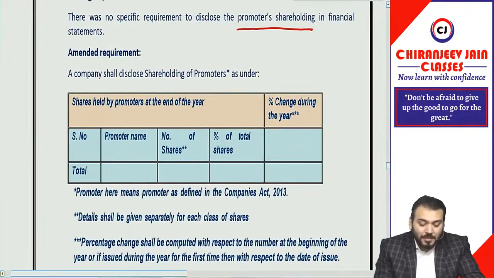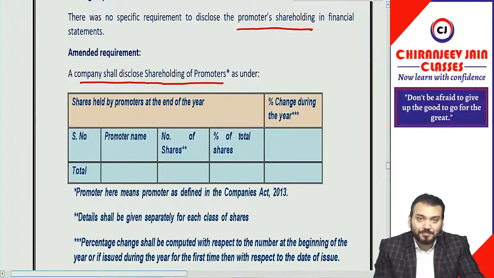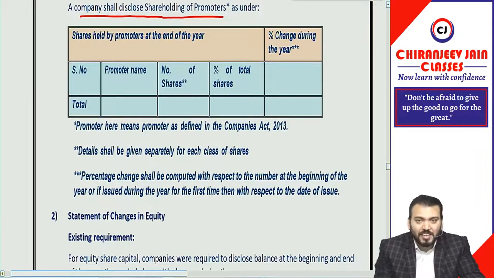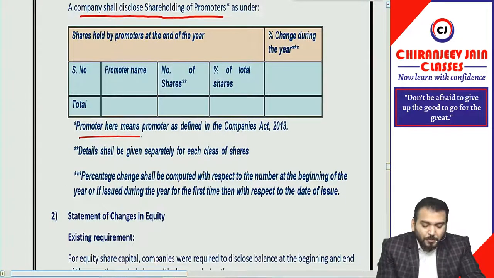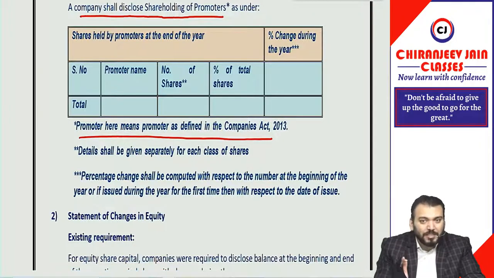But now as per the amendment under Schedule 3, a company shall disclose the shareholdings of promoters. You all know the meaning of promoter. If you don't know, the clarification given is that promoter means promoter as defined under the Companies Act. Go and refer to the definition of promoter there. I am not right now explaining the meaning of promoter. You all know who the promoters are, correct?